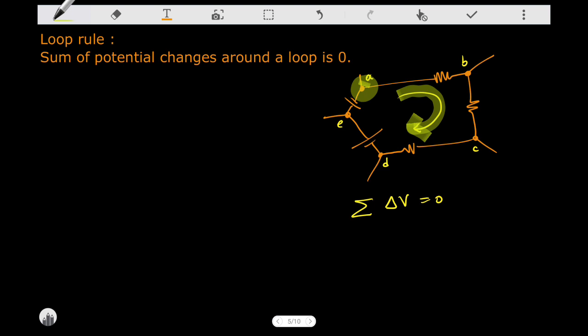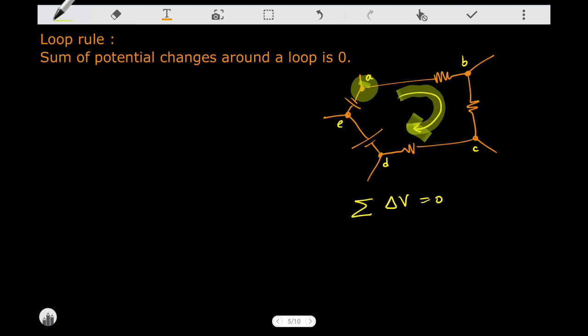Again, this is a physical constraint. It's a constraint that basically electric field is conservative. Potential is a well-defined function of position. And so therefore, the sum of the potential differences should be 0 when you go around the loop.